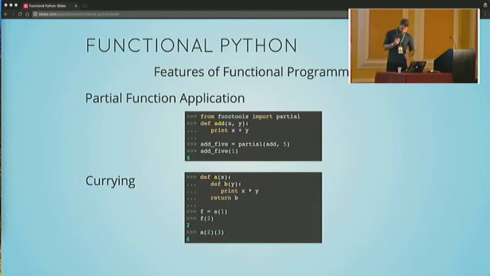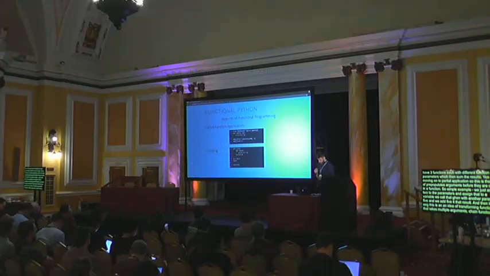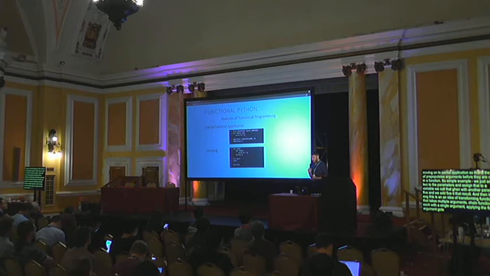And then currying. This is the idea of transforming a function that takes multiple arguments to be called as a chain of functions, each with a single argument. Applying the first argument gets a function returned, and then applying the second we get the result.